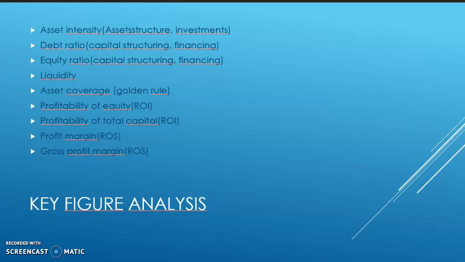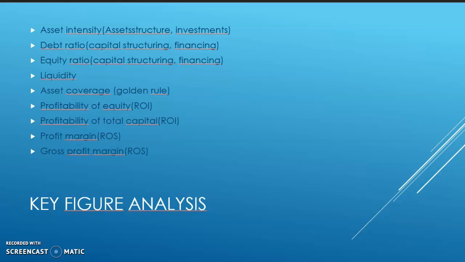So as you see here, there are 9 major figures. The first one is asset intensity. Asset intensity tells you about the asset structure, like how the company's assets are made up. It shows what they've invested in and the intensity, how much they invested in relation to their total capital.